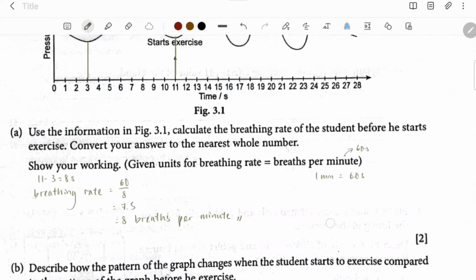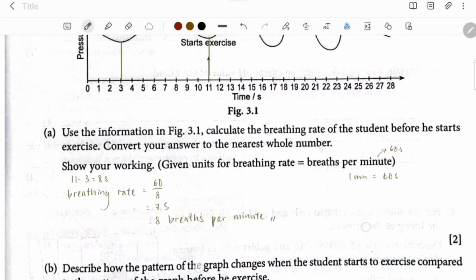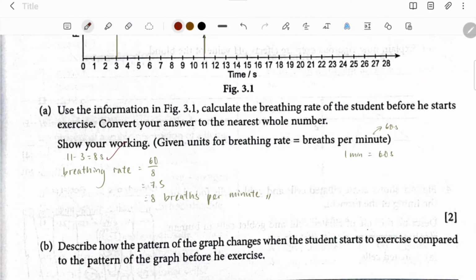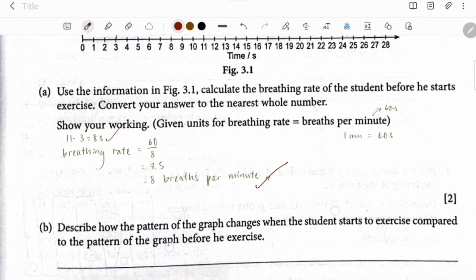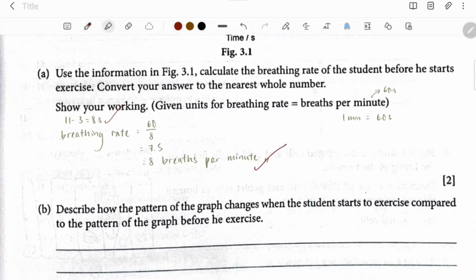So this one is just 2 marks. So 1 mark is for here, and you got the 8 seconds. Second mark is the final answer, 8 breaths per minute. Okay, that's why they ask you to show your working.